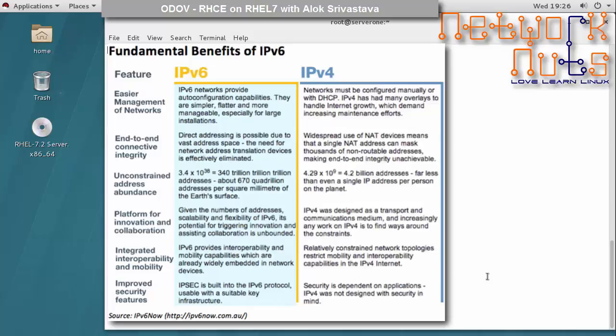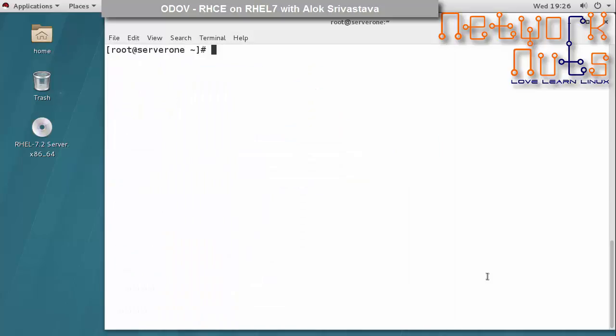Now, the next part is, before we jump onto the configuration, we need to understand IPv6 addressing. How is IPv6 addressing done? How can I read IPv6 addresses? There are certain rules. So let's learn about IPv6 addresses, because it is very important to understand how the IPv6 address structure works.